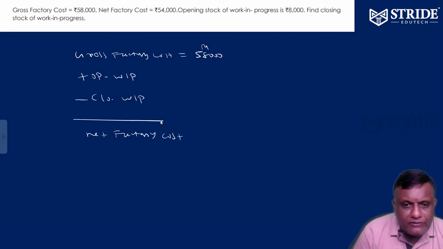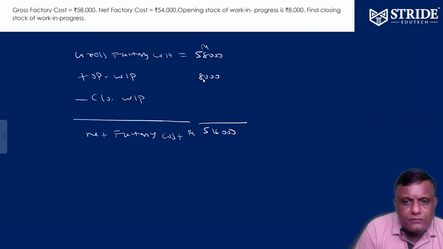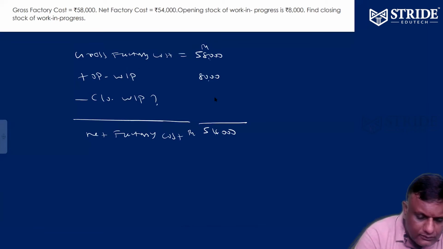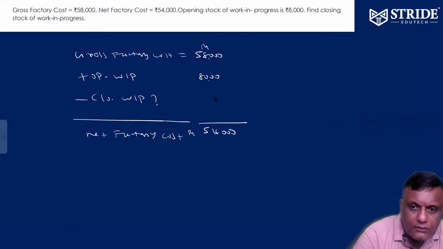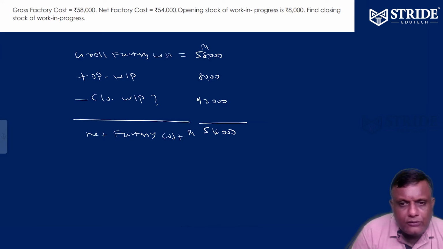Go and refer net factory cost. So net factory cost is equal to 54,000, given. Gross factory cost 58, net factory cost rupees 54, opening WIP 8,000, closing WIP question mark. 58 plus 8 is 66. 66 minus what equals 54? So 58,000 plus 8,000 minus 54,000, 12,000 is equal to closing WIP. Please check it out. Balancing figure.